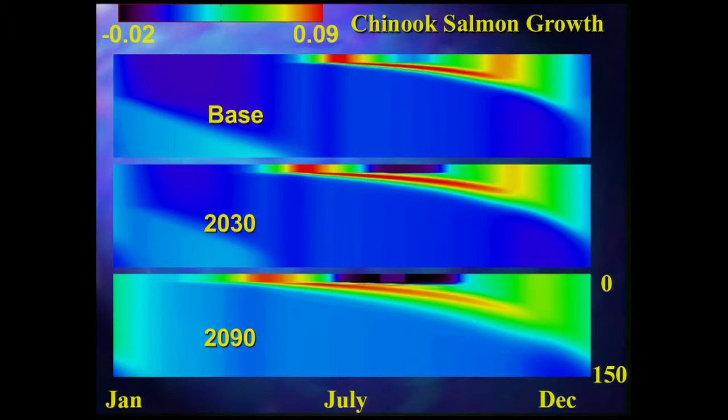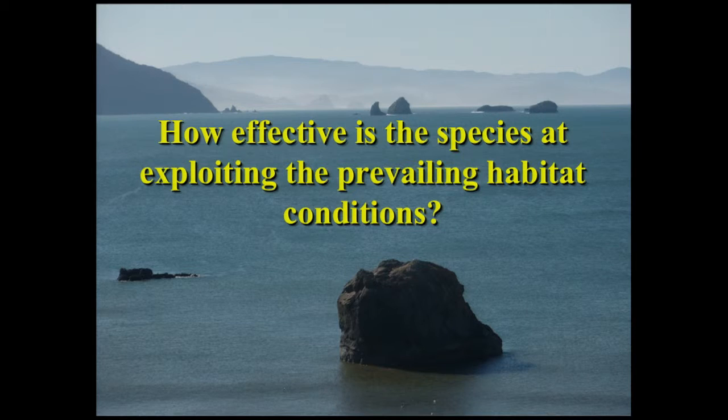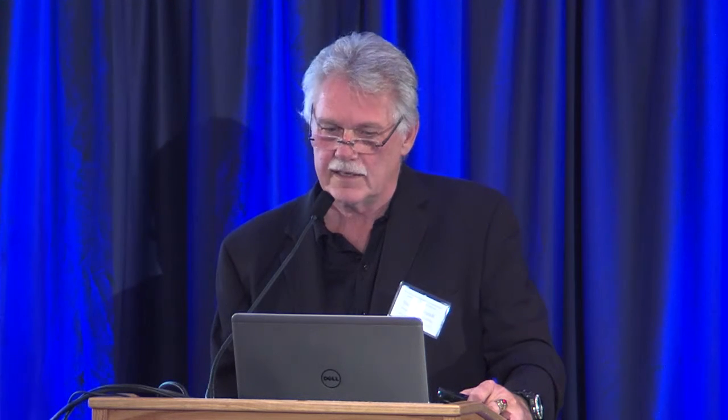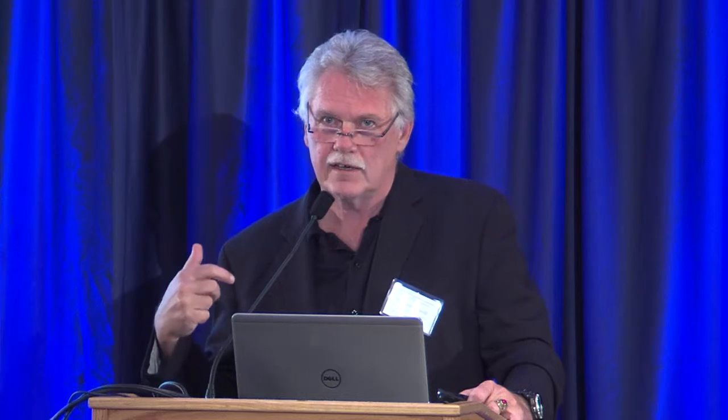In terms of climate warming, it's not just how warm it gets, it might be when initial conditions start getting warm and how long they stay warm, and that annual cycle would really be important for fish. So what I've been talking about so far has largely been a measurement of the habitat as viewed from the perspective of an individual fish or type of fish. I haven't said anything about where that fish is or how that fish exploits that habitat or whether or not it exploits that habitat. So the question is, how effective is a species at really exploiting the prevailing habitat conditions? In order to do that, we need to know how the fish sense that habitat, what their movement patterns are, and how they exploit it.